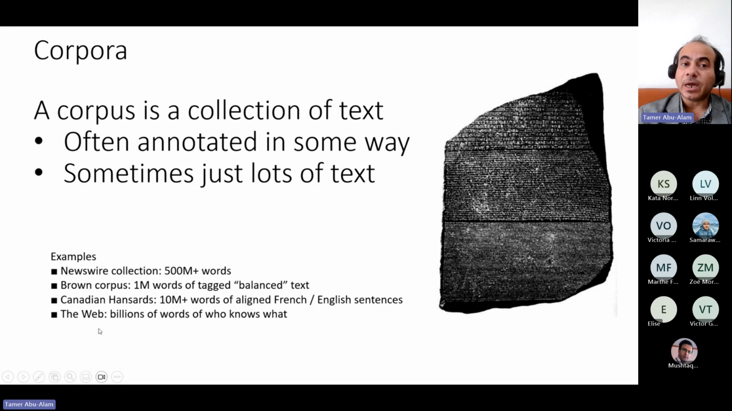And of course, the largest database is the web, because the web actually has billions of the words that we know. And this is actually why ChatGPT is the most powerful tool now, simply because ChatGPT is trained on the web.